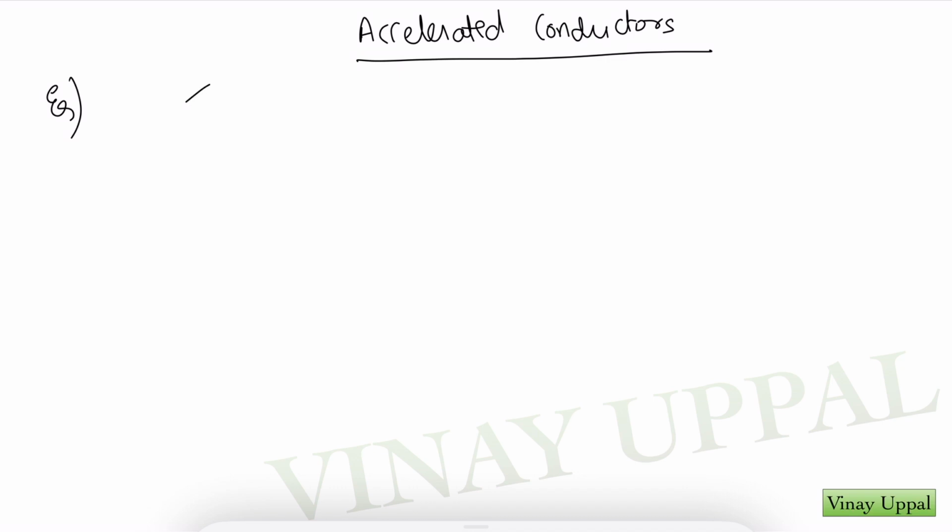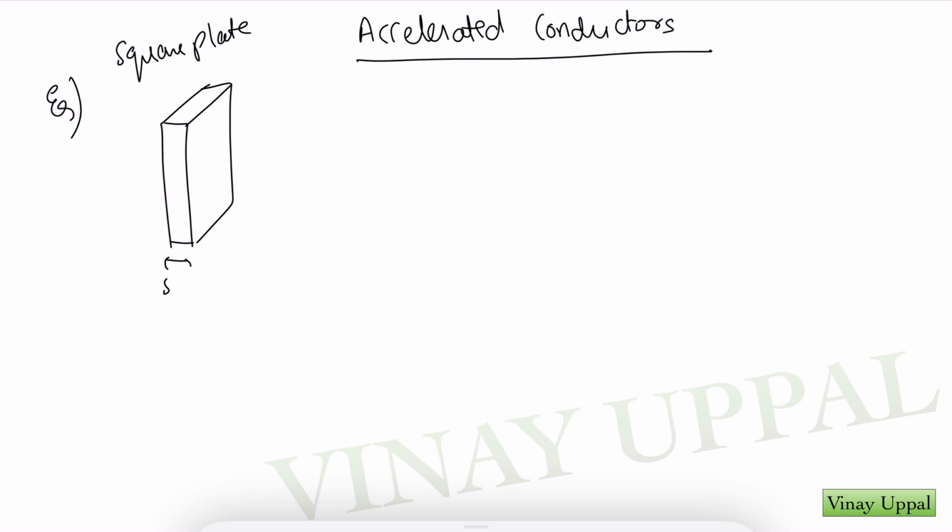Now let's come to a topic that is not usually familiar to students: accelerated conductors. So let me start off with an example. Suppose I have a square plate whose thickness is small compared to the other two sides. Let's say it's accelerated with A.